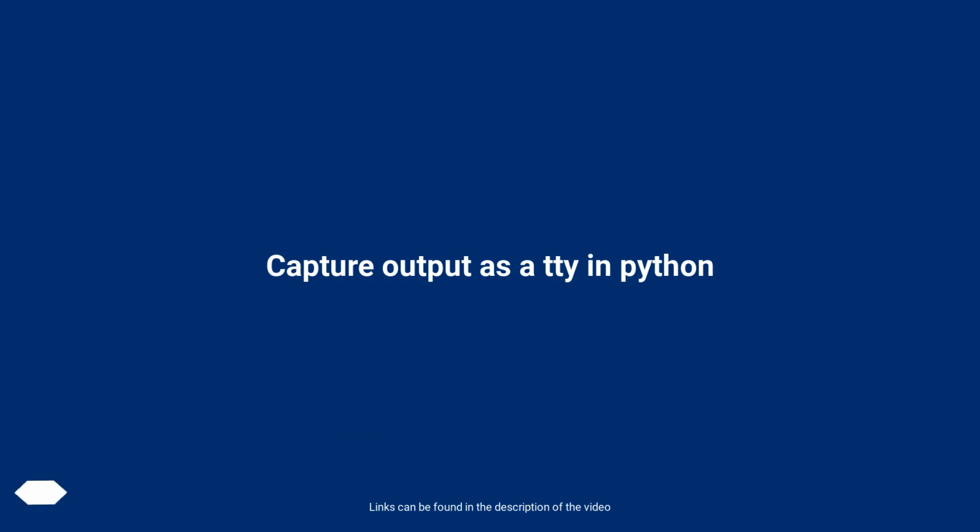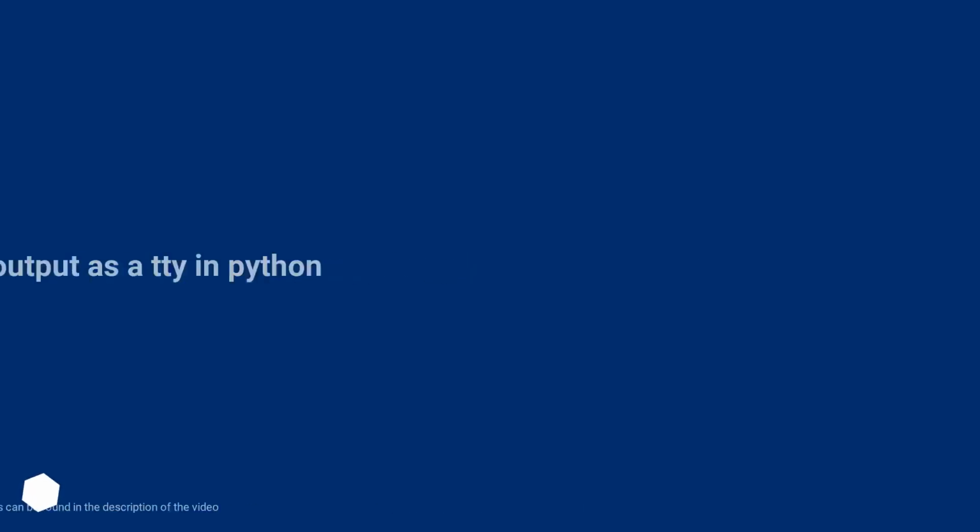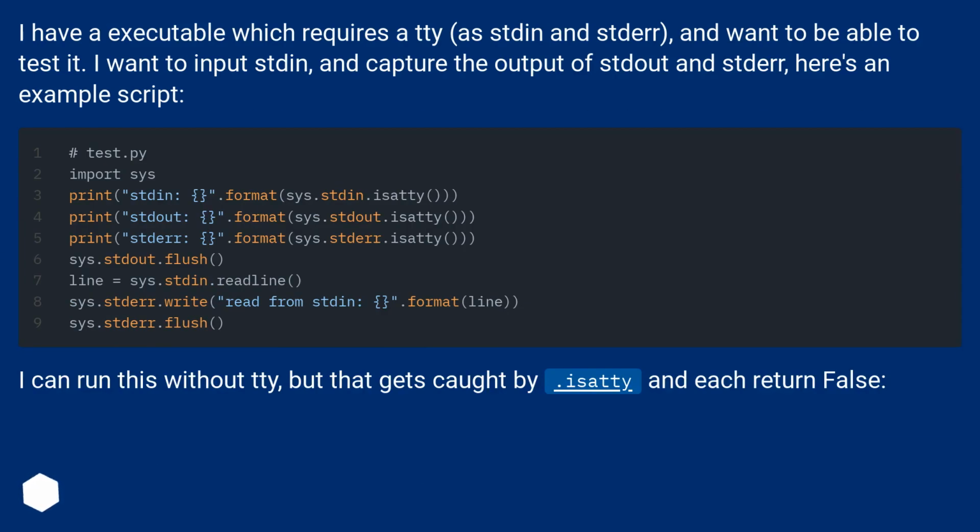Capture output as a TTY in Python. I have an executable which requires a TTY for stdin, stdout and stderr, and I want to be able to test it. I want to input stdin, and capture the output of stdout and stderr. Here's an example script.